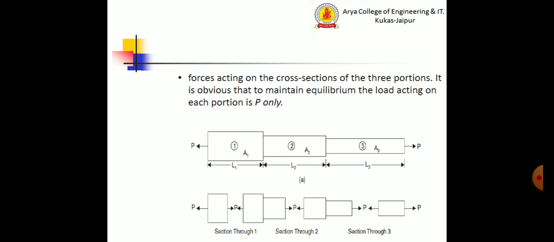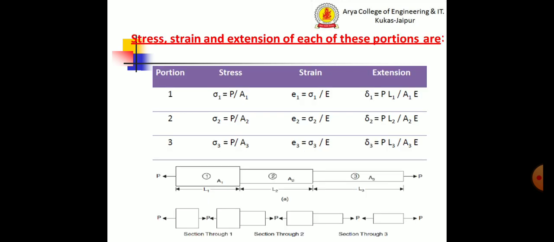Forces acting on the cross-section of the three portions, it is obvious that they maintain equilibrium. The load acting on each portion is P only. Now we will draw the free body diagram of each section: section through 1, 2 and section through 3. We will discuss the stresses, the strain and the change in length of each section individually. In portion 1, the stress induced is sigma 1 equals P upon A1.